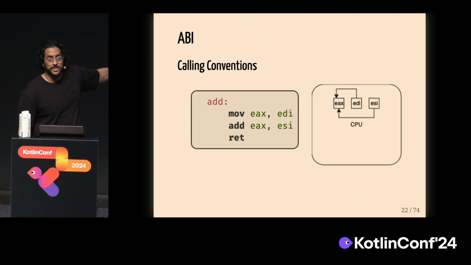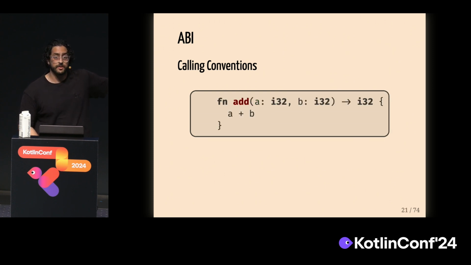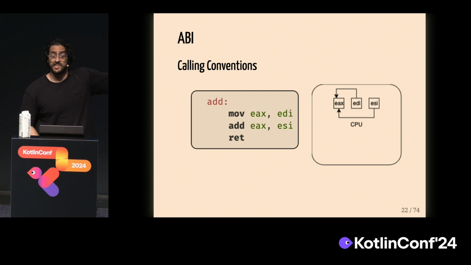And this is just instructions. The first one is a move instruction. It moves something from EDI to EAX. Does anyone know what EAX and EDI are? Just one word? Registers, right. Small pockets of memory in your CPU. And the first thing is there's a first contract being exercised there, which is that your A value is in EDI. That's part of your ABI.